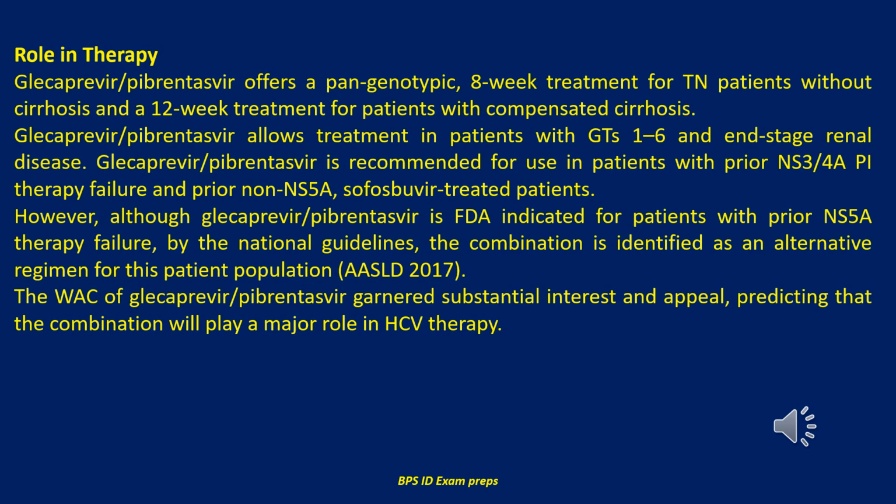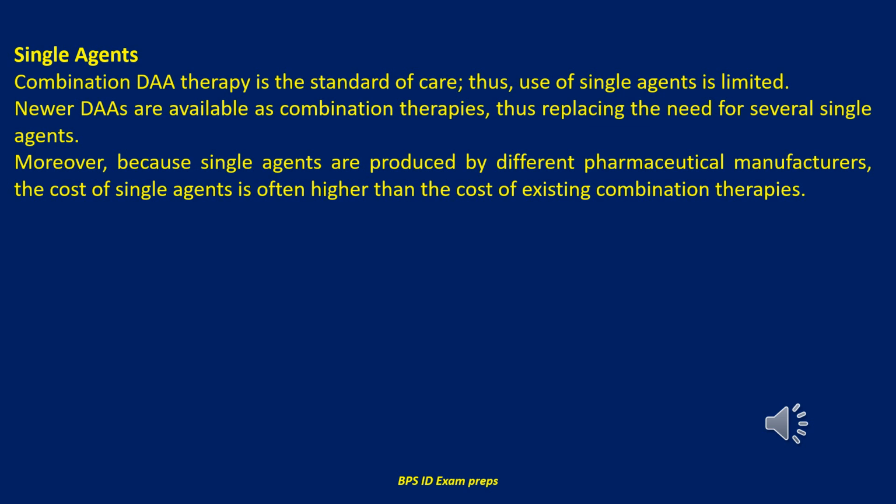However, although glecaprevir plus pibrentasvir is FDA indicated for patients with prior NS5A therapy failure, by the national guidelines, the combination is identified as an alternative regimen for this patient population, according to the AASLD 2017. The WAC of glecaprevir plus pibrentasvir garnered substantial interest and appeal, predicting that the combination will play a major role in HCV therapy. Next we will discuss single agents.